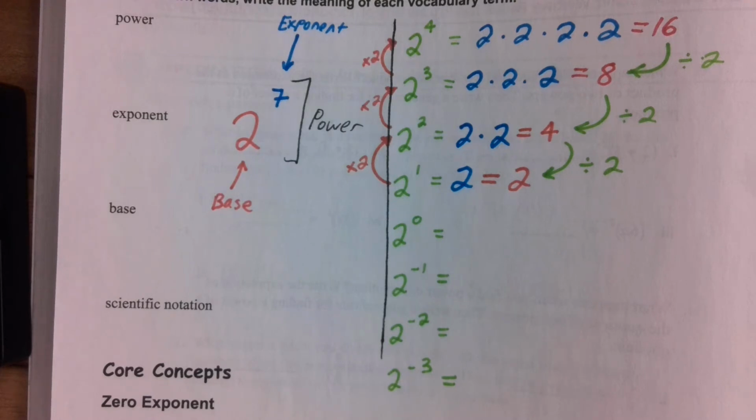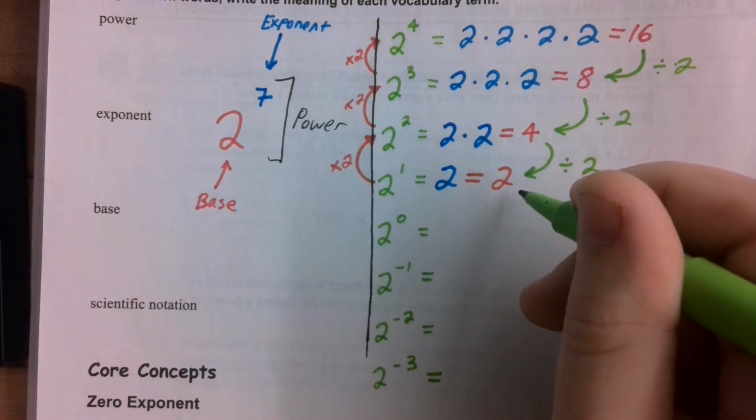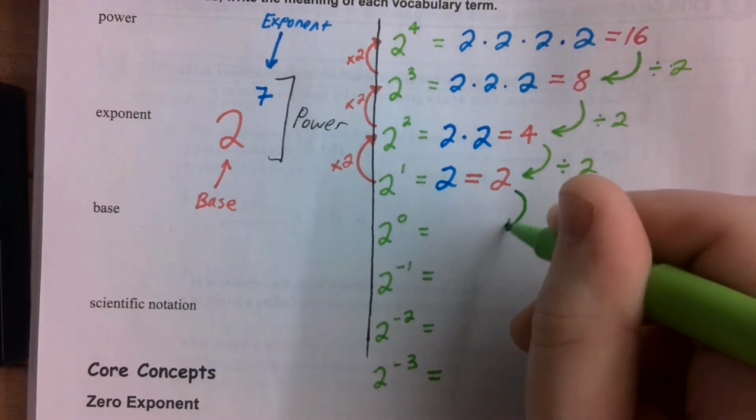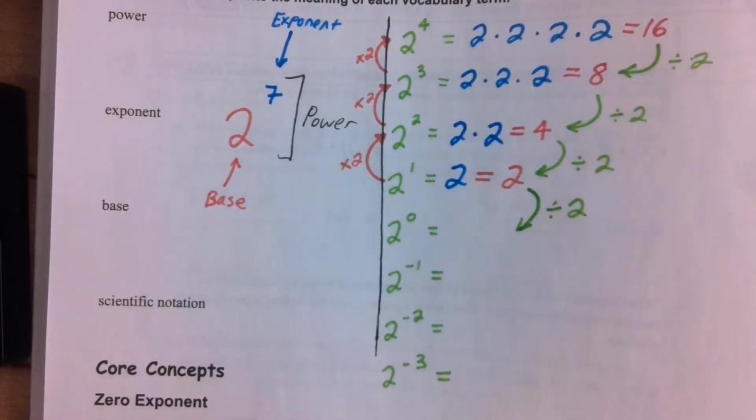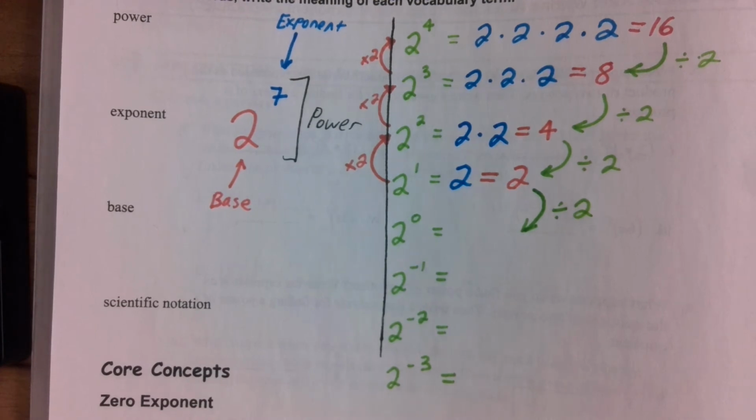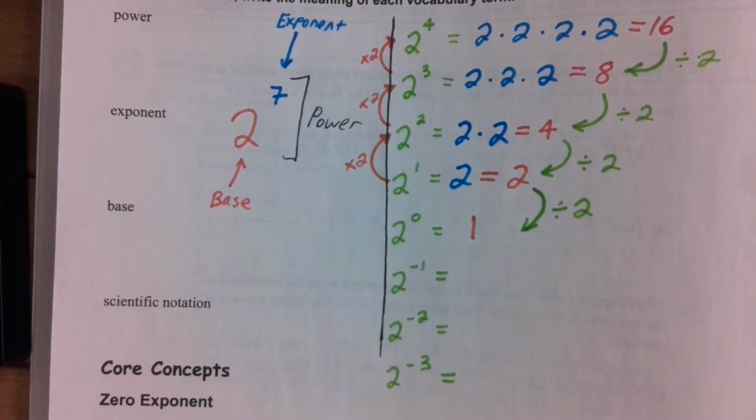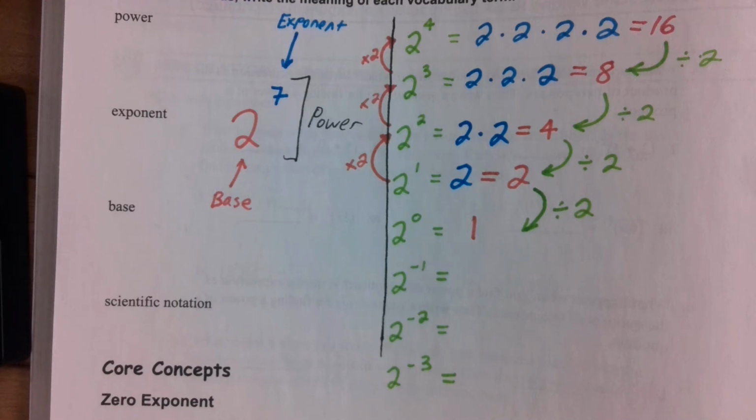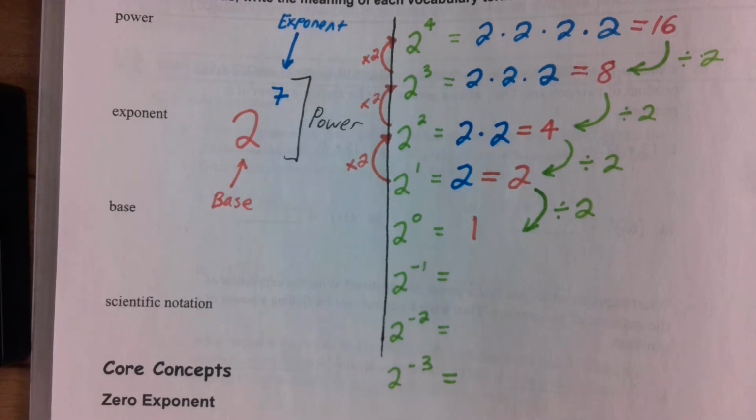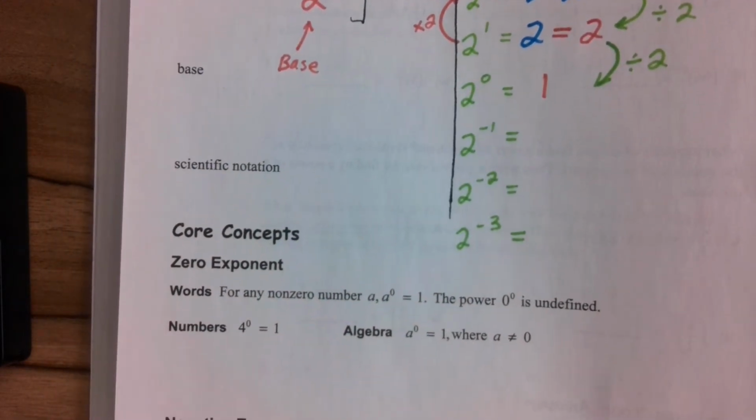Well, by following our pattern, we can find the next answer. Going down, our pattern is to divide by 2. So what's 2 divided by 2? 2 divided by 2 is 1. 2 to the 0 power is 1. A little weird, right? It turns out that this is a rule across all exponents. And down below, we call this the zero exponent rule.